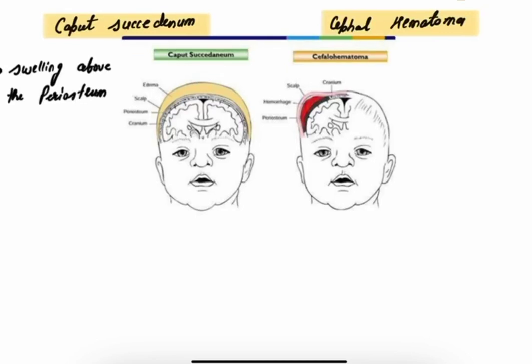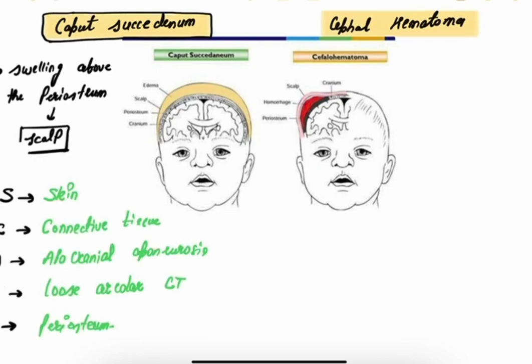Today I am making a short video on caput succedaneum and cephalhematoma. So, what is caput succedaneum? It is actually a swelling above the periosteal layer of scalp.